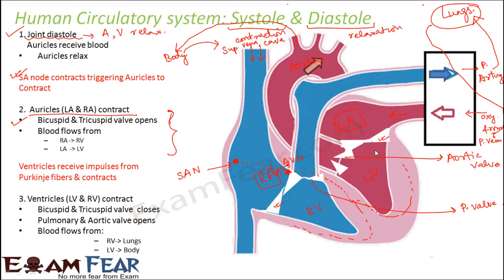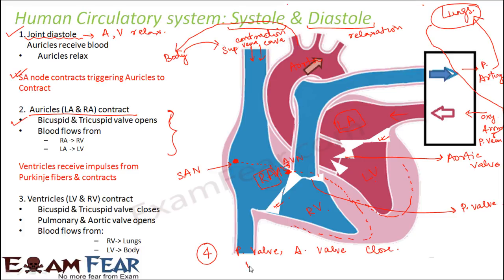But now that the blood has already flown out, the ventricles will relax, the ventricular pressure will also fall, and as a result, this aortic valve and the pulmonary valve will also get closed. So that is going to be the last step. Actually, it is a kind of cyclic process. That is what I want to show you. The last step, what will happen? The pulmonary valve and the aortic valve will close.